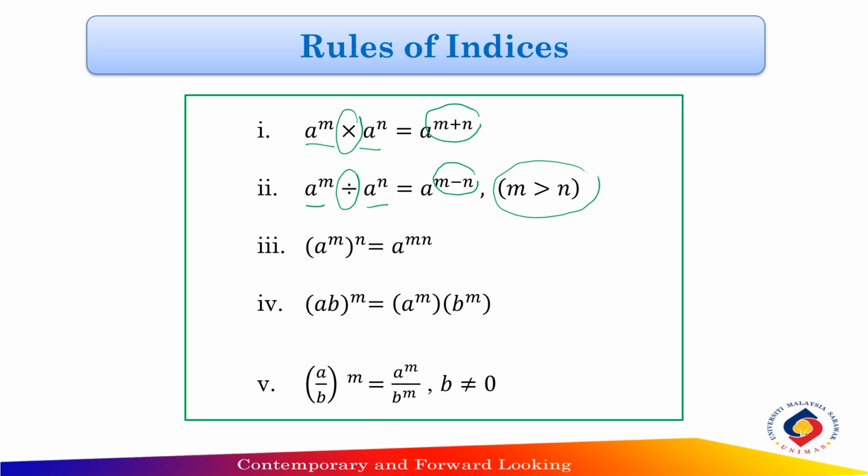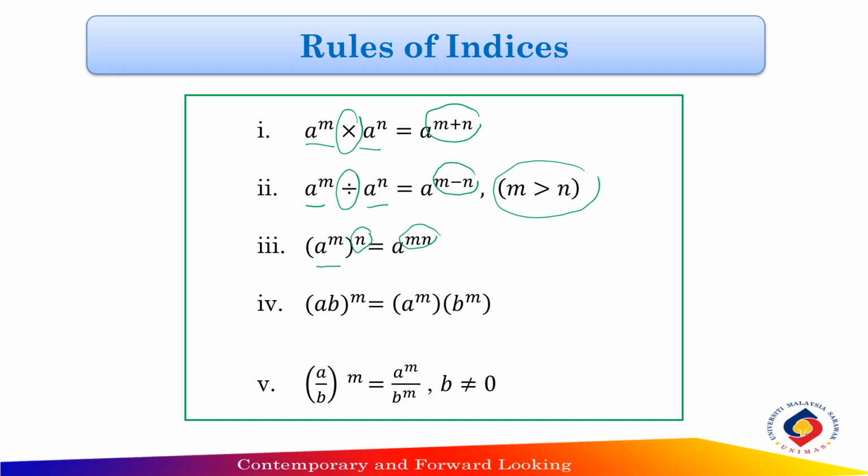Next, A to the power of m, in brackets, to the power of n. For this one we can multiply the indices. So it becomes A to the power of m times n.